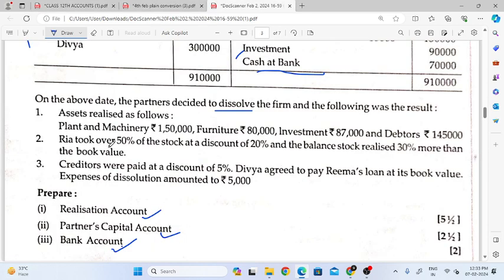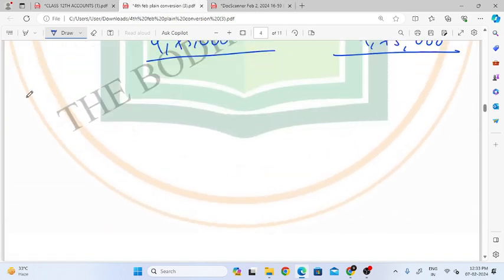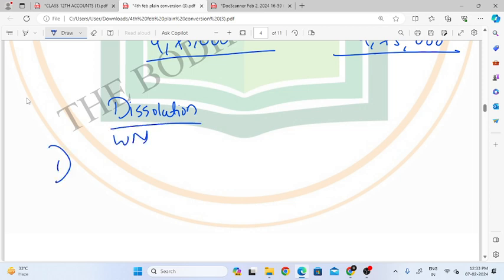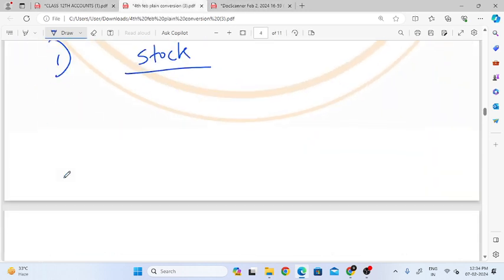Then Riya took over 50% of the stock at a discount of 20%, and the balance stock realized 30% more than the book value. So now the working note will be prepared with regards to dissolution. Dissolution working note. First, what is the stock amount they have given? The actual stock is 1,50,000.